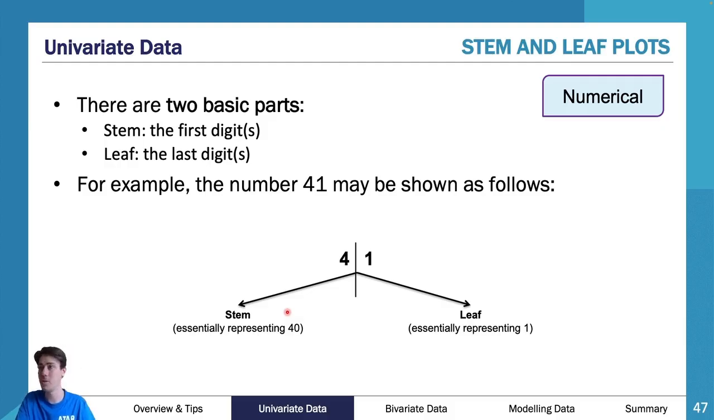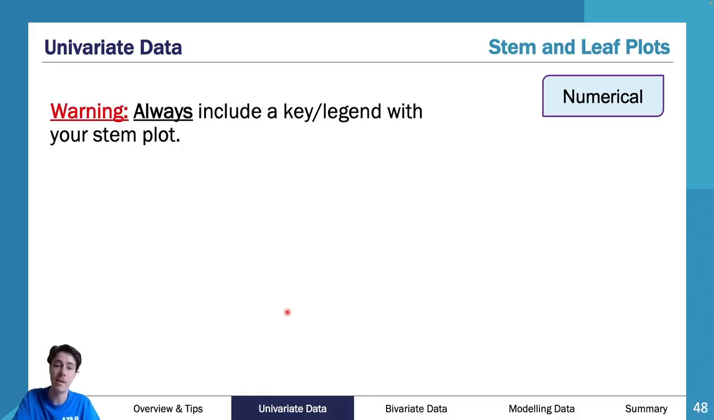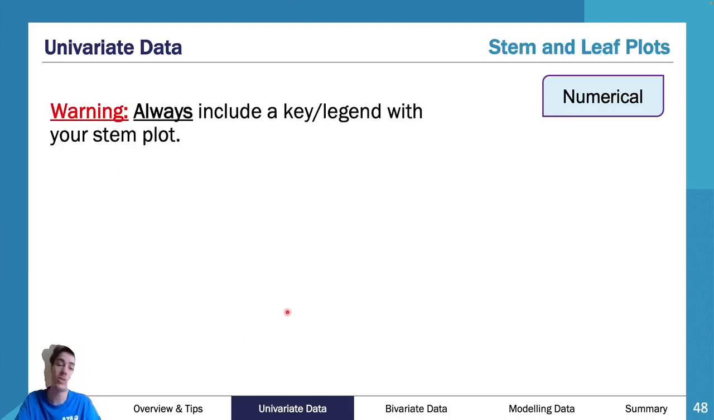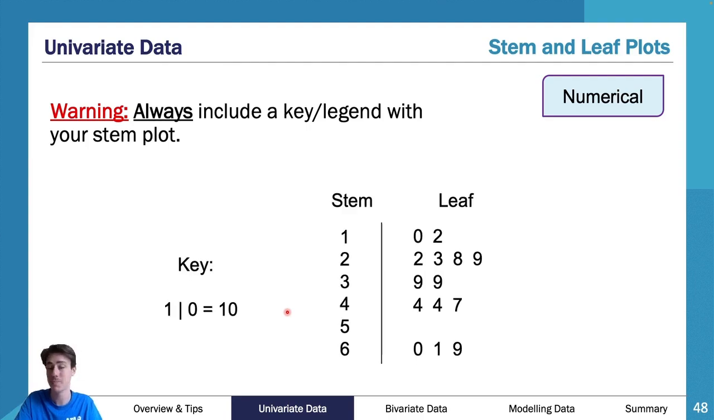Same with the stem, it can be more than 1. So example, as you can see, it's like 40 and then 1. You always need to include a key here because in this case, what if the 4 was representing 400 and then the 1 was representing the 10s? So it could be 410. Really important that you do that because in most cases, if you don't have a legend, you cannot utilize a stem and leaf plot, and your answer will be wrong if you draw a stem and leaf plot but don't give a legend or a key.